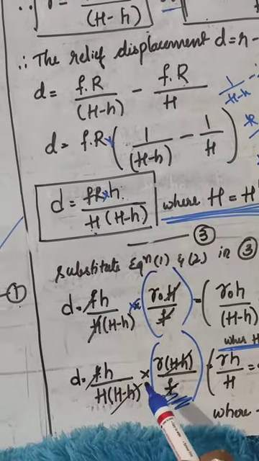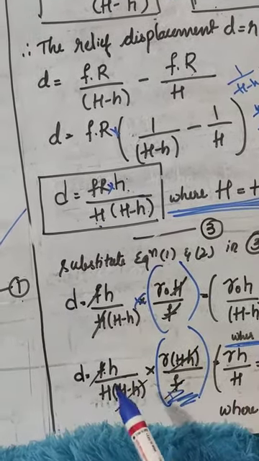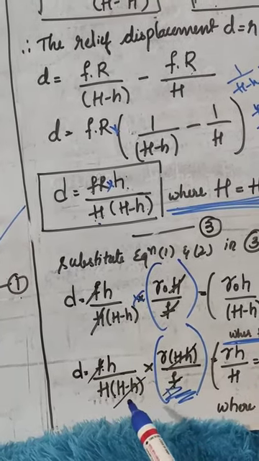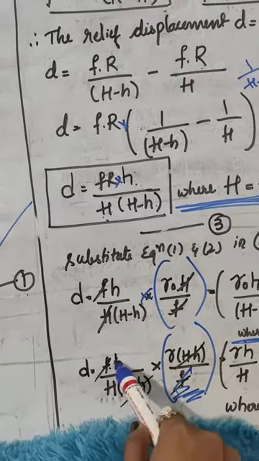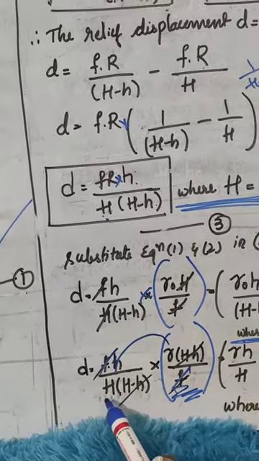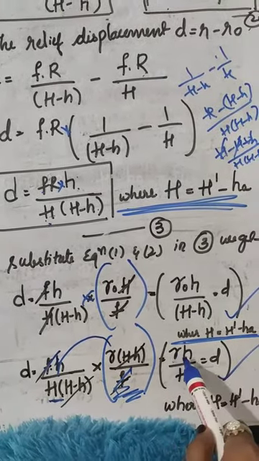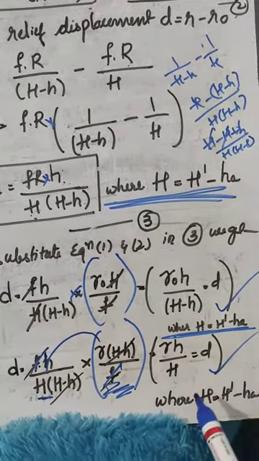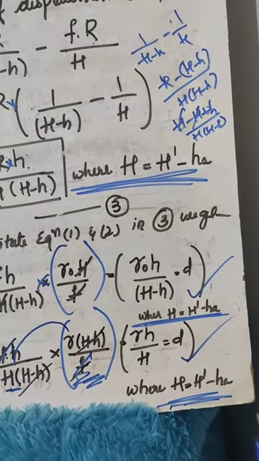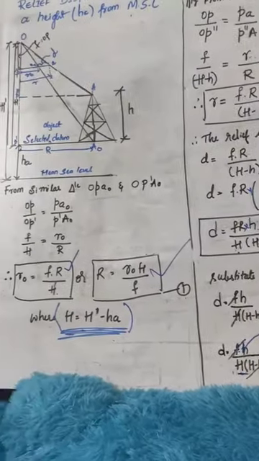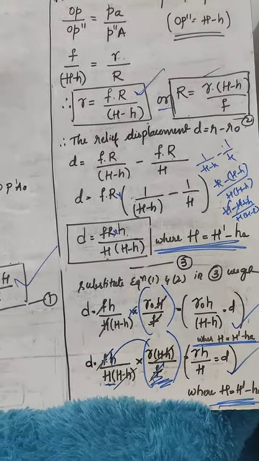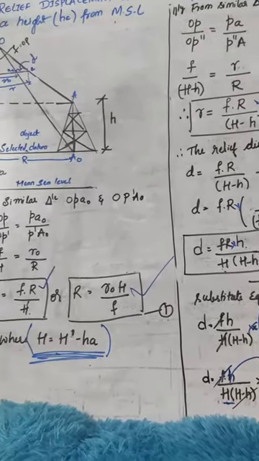So here the common things will be eliminated, right? This (H minus h) and this (H minus h) will be cancelled, and this f value and this f value will be cancelled. So the remaining is r into h divided by capital H, which is equal to D. Where writing this is also very important, that is where H is equal to H dash minus h A. Once you start writing, you can easily write this down. This derivation is very easy, practice it.